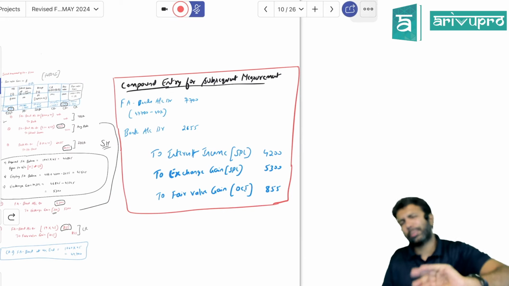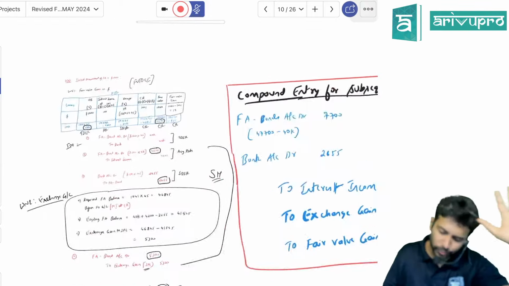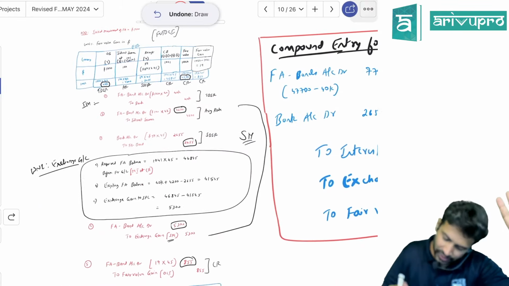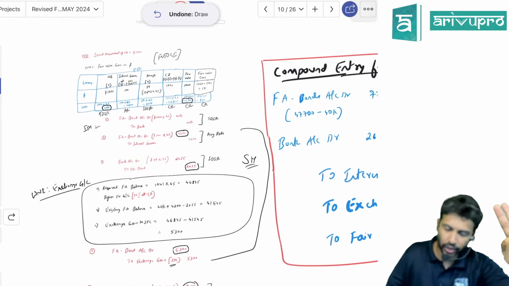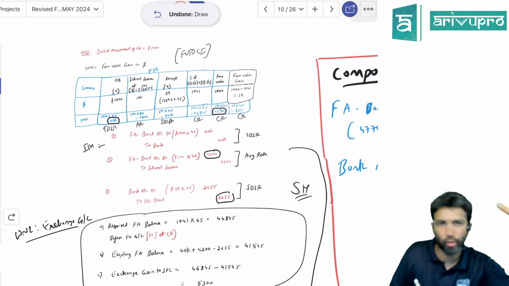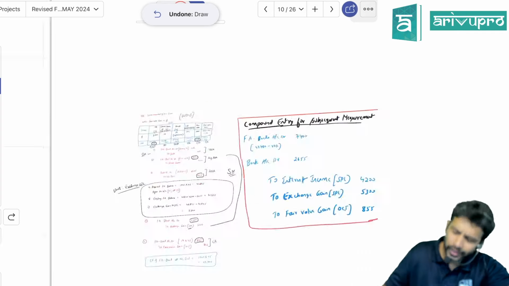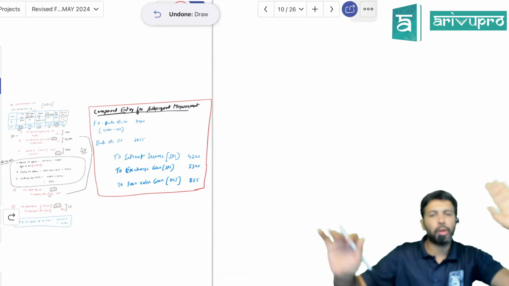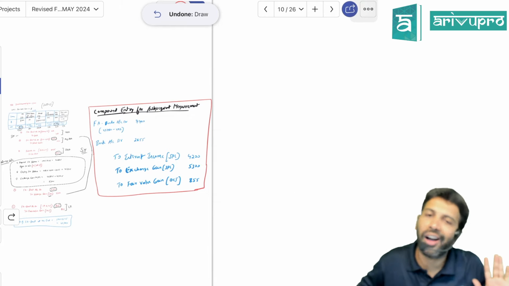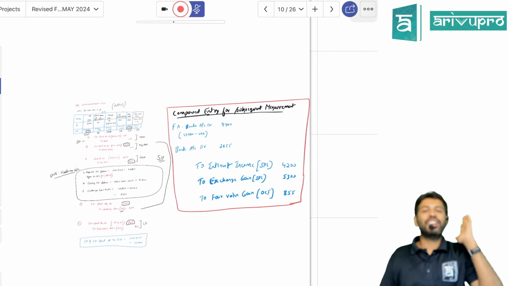So the presentation part in the exam is only three things. First, put up this one table as a working note. Exchange gain or loss as a second working note. Fair value gain or loss is captured here only, so no need for any working note. Then this one entry you pass. Problem sorted, 6 marks. That's all this question is about.